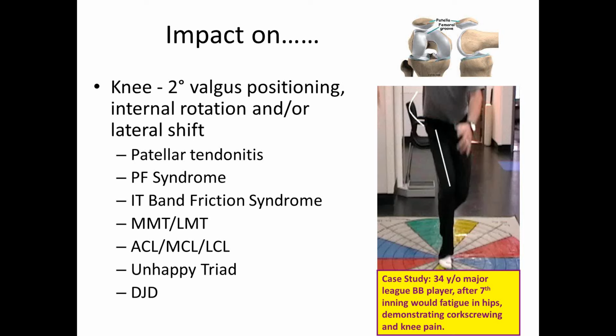Here's a perfect example of a 34-year-old Major League Baseball player. Perfect example of someone who is having kinetic chain issues in his history. What he described as developing fatigue later on in the game and then ending up corkscrewing and developing some knee pain.